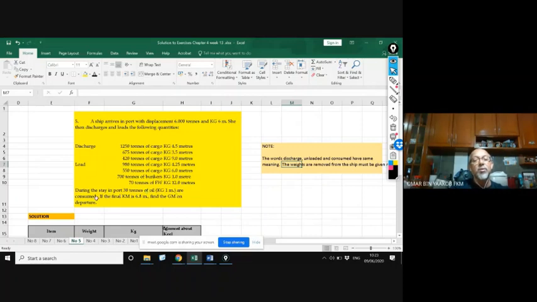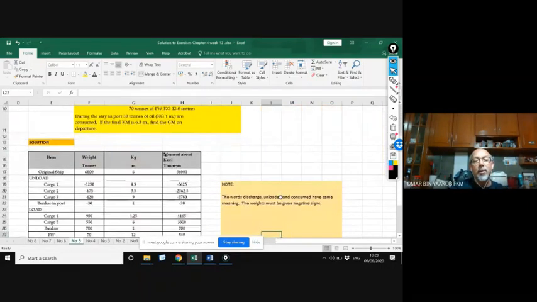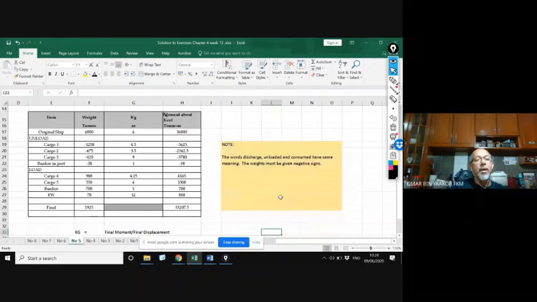Okay, so it's consumed. If final km is 6.8, what is gm on departure? So when it's about to depart, it has done all these things. It discharged this, it unloaded this, and it used fuel. So you make a big table like this. Same thing, you don't ever forget the original sheet. Then you put whatever cargo. I call it cargo 1, cargo 2, cargo 3, with all the numbers here.